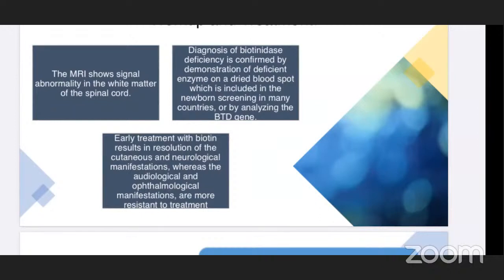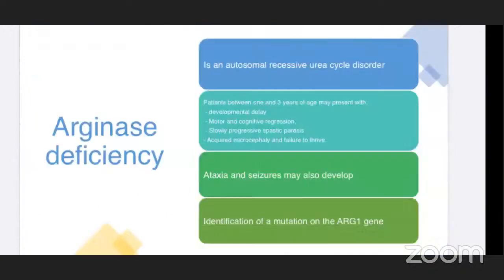Moving on to the next disorder that we have, arginase deficiency. It's an autosomal recessive urea cycle defect. Patients will present mainly between 1 and 3 years of age with developmental delay, motor and cognitive regression, slowly progressive spastic paresis, acquired microcephaly, and failure to thrive. Ataxia and seizures may also develop.